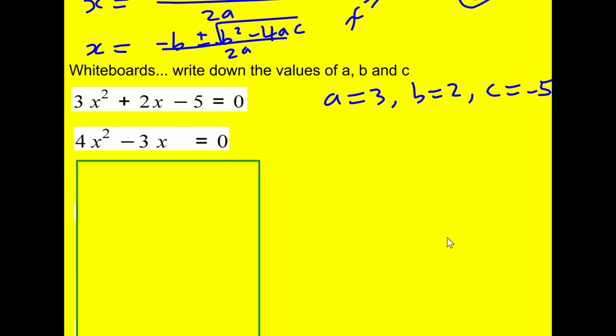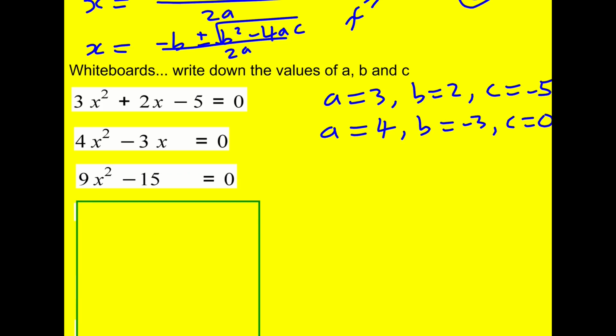This one. A equals 4, b equals minus 3, and c equals 0. We should include that. We should say that there's no constant. Next one. This time a equals 9, b equals 0, and c is equal to minus 15.